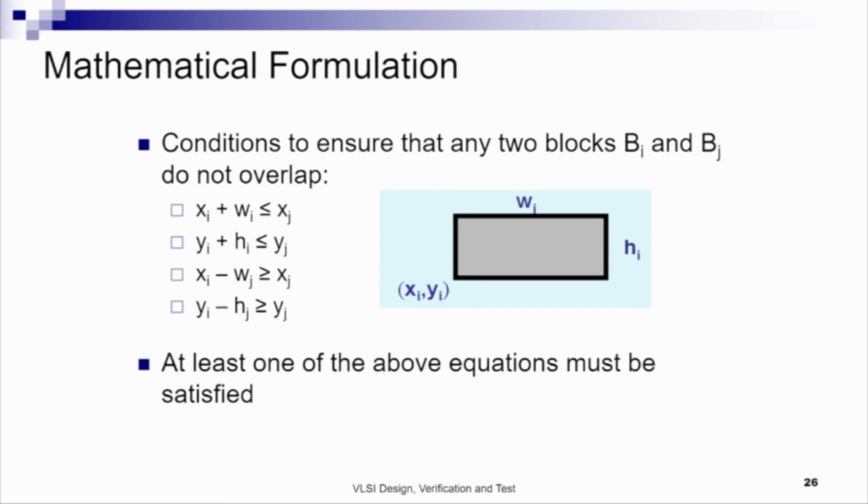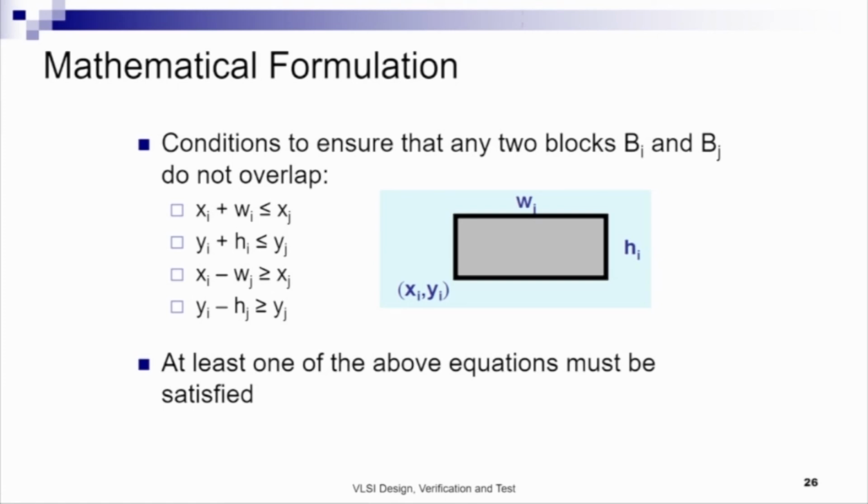On the other hand, if Bj is on the top of Bi, then Yi plus Hi should be less than or equal to Yj. Third one, if Bj is on the left of Bi, then Xi minus Wj has to be greater than or equal to Xj. Why? Because Bj now is to the left of Bi. Now, if Bj is below Bi, then what happens? Yi minus Hj has to be greater than or equal to Yj.